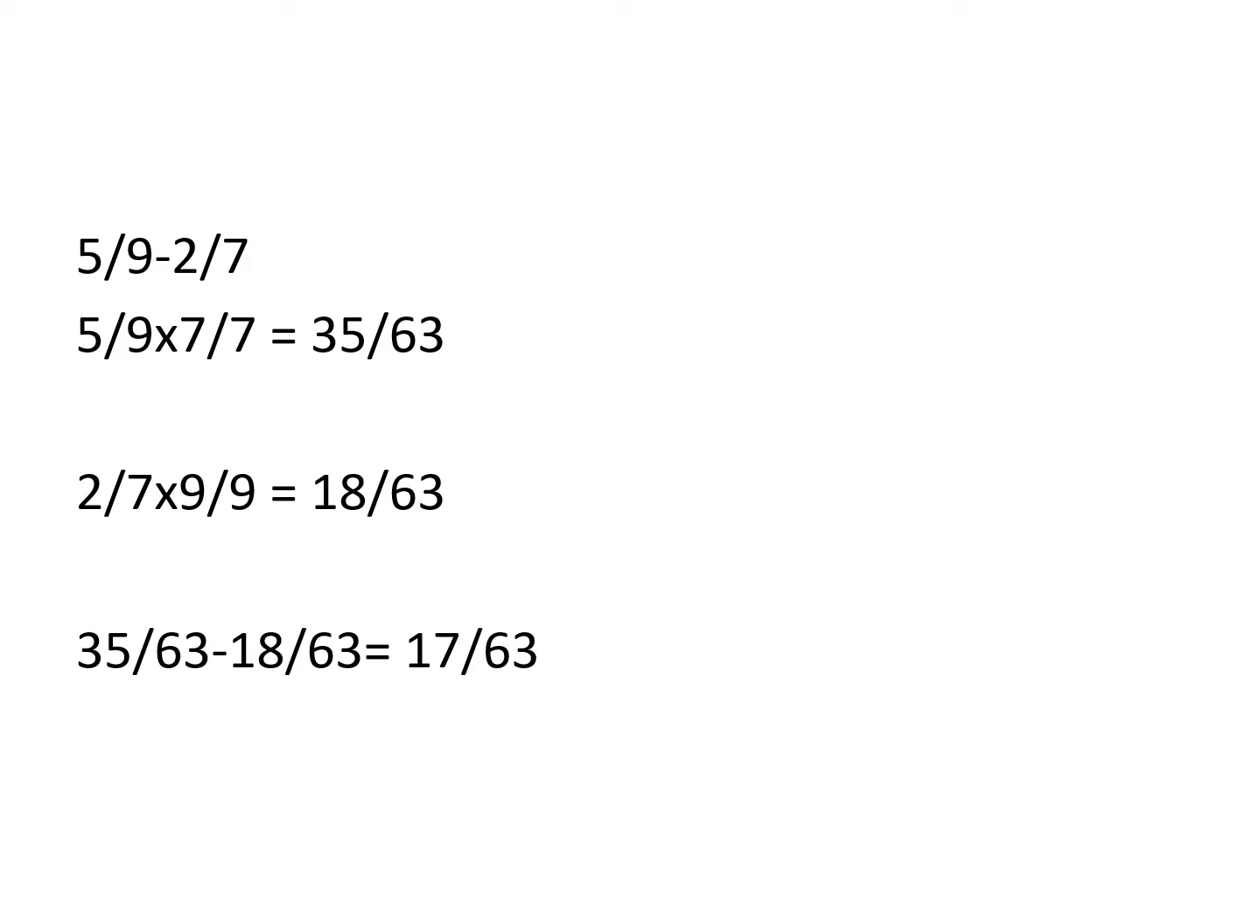Write down the second fraction, that is 2 by 7. Multiply by 9, the denominator of the first fraction. 9 2s are 18, 9 7s are 63. 18 upon 63. Now subtract both. The answer is 17 upon 63.